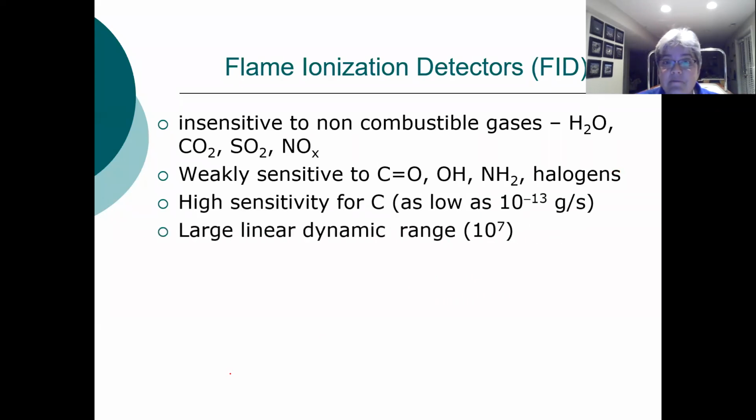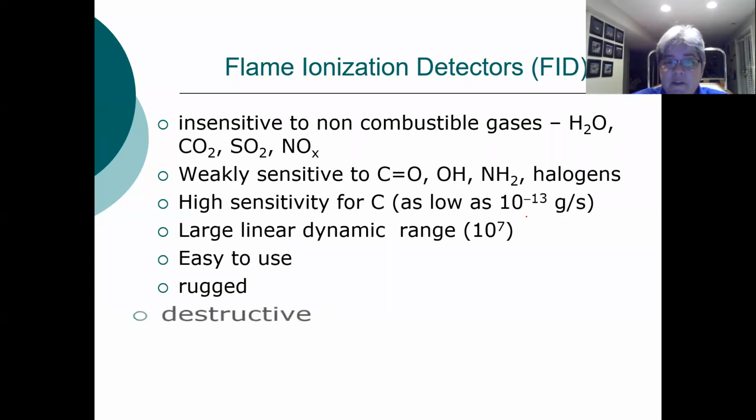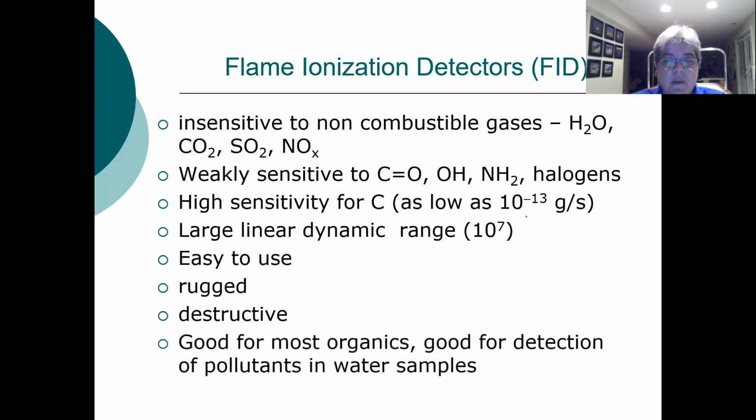It also has a very large dynamic range. Notice 10 to the 7. That means the calibration curve is linear from about 10 to the minus 6 to 10 to the minus 13. That's huge. That's a very easy to use detector. It's rugged. It's not easy to damage. It is destructive. It's a flame. It burns up your sample. So that's one bad point about this detector.